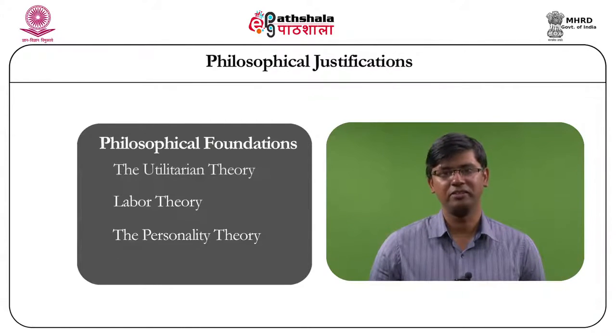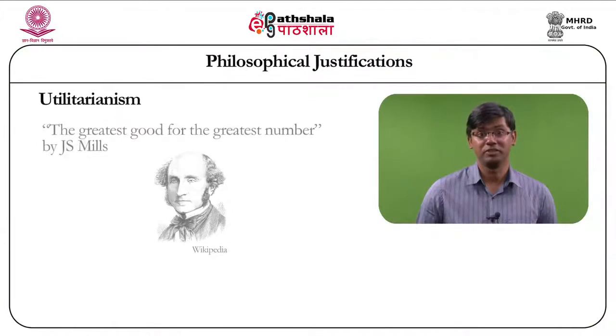So let's begin with the utilitarian theory of property. Firstly, let's begin with John Stuart Mill's justification of utilitarianism. John Stuart Mill was the person who espoused the utilitarian theory. Mill said an act is good if it results in the greatest good for the greatest number of people. Now, Mill was not the first person to talk in terms of consequentialism. It was Jeremy Bentham who started the utilitarian theory, but Mill modified it and said an act would always be good if it results in the greatest good of the greatest number of people.